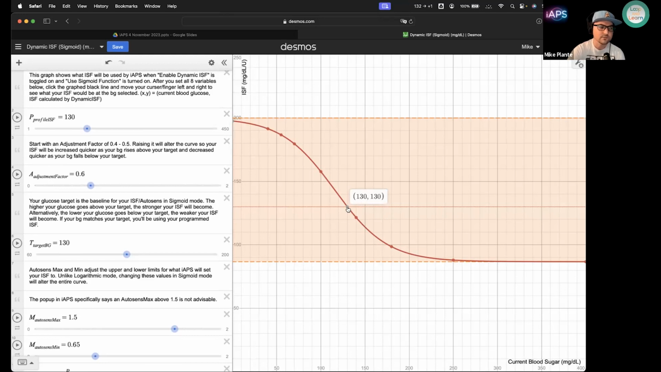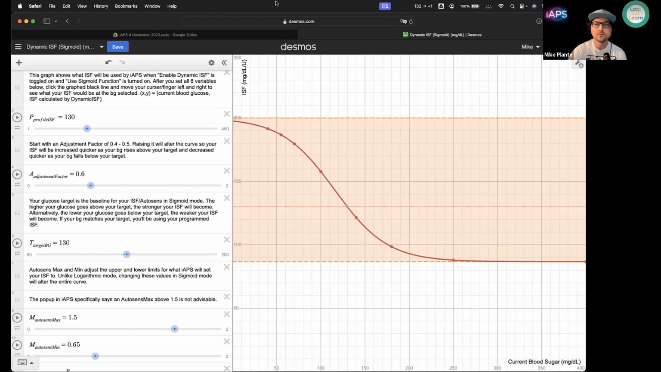And it'll work even if you do a custom profile and set a different target blood sugar in a profile, it'll use that value for your target. I don't think it'll use it if you set a temporary target, but I'm not sure about that. So I'll check and post it in the description of this video whether temporary targets are affected that same way.